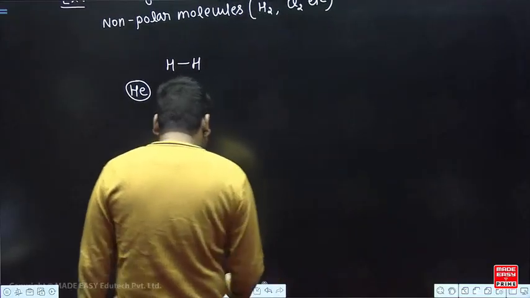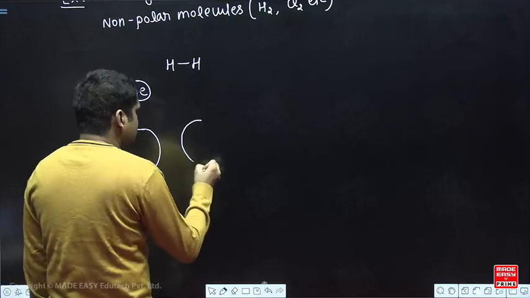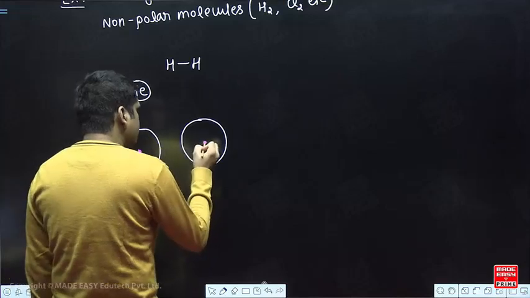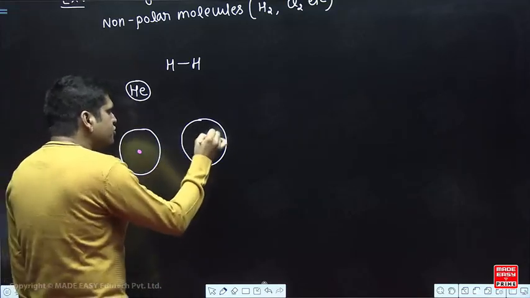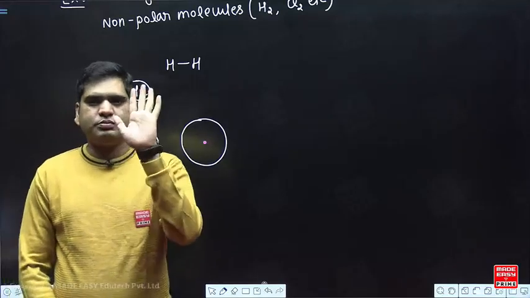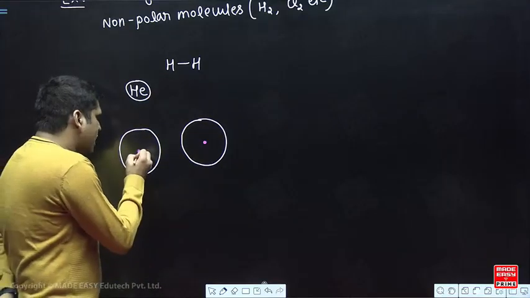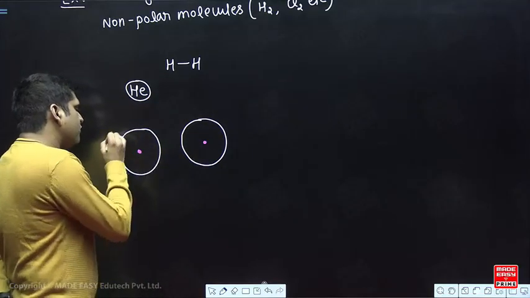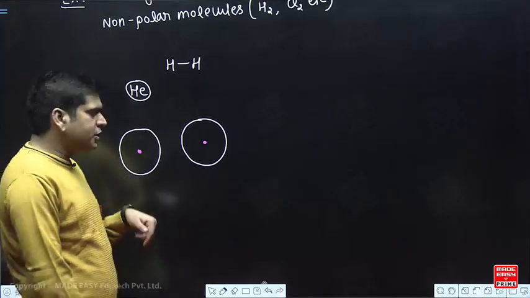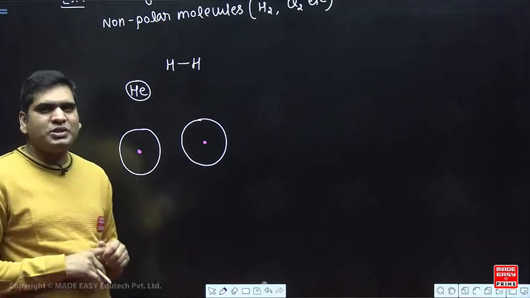Suppose you have two helium atoms. This is one helium atom and this is another helium atom. This is the nucleus and this is the nucleus. Electrons are uniformly distributed around the nucleus. Let us suppose I am taking them as still atoms, they are quite still. So positive charge is here and negative charge is uniformly distributed in a spherical volume. So the effective negative charge can be considered at the center. It means no dipole is formed.